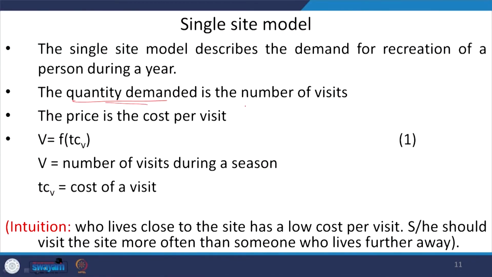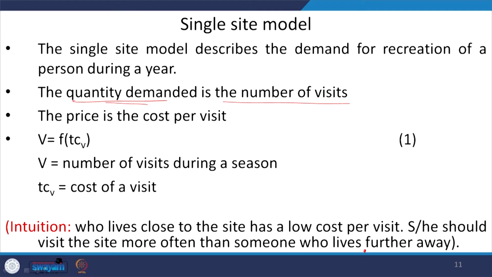Now let us discuss the first one, that is the single site model. In the single site model, as you understand, the demand for recreation of a particular visitor is estimated during a period, preferably a year or 5 years. Here the quantity demanded is expressed in terms of the number of visits. How many times a particular visitor is visiting that particular recreational site in a year, whether 2 times, 5 times, 10 times or how many times. That is the demand the visitor is putting on that recreational spot.